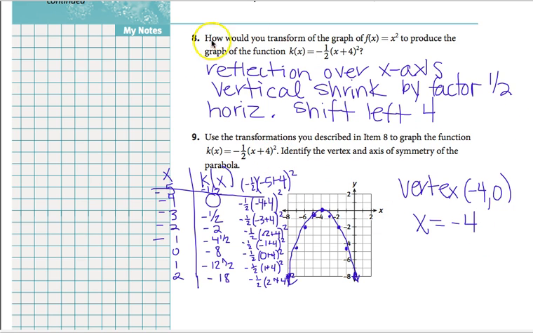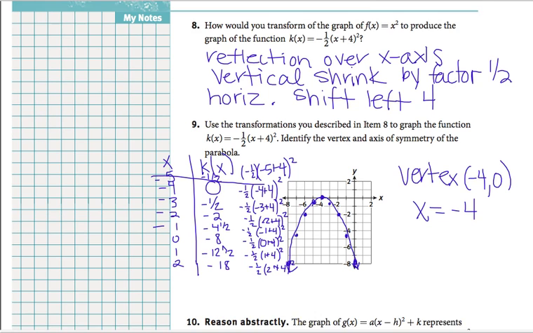Now, again, look back at the transformations. Reflection means it should open down. My graph does open down. Vertical shrink means it should be wider than the parent graph, which this is. And then a horizontal shift left 4 should move my vertex left 4, which it did. So I know that I've done this right because it matches up with the transformations that we know are true.